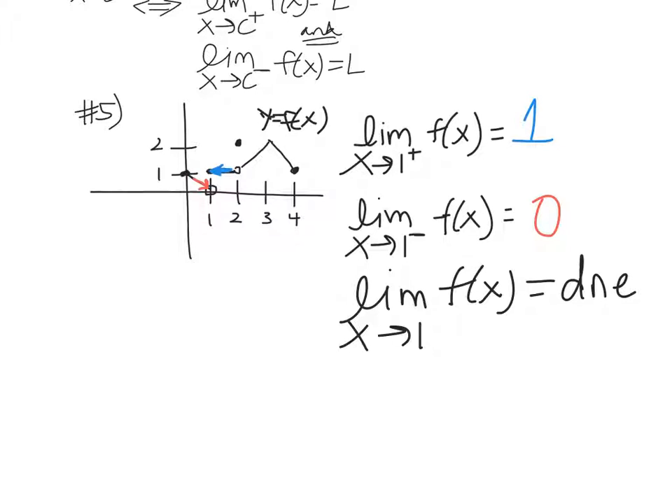When I'm approaching my value of x is c, my y's can't be different. I mean, they can. If they are different, then it does not exist. So there is a right-hand limit. It's 1. There is a left-hand limit. It's 0. These did not match up. Therefore, the limit does not exist at 1.